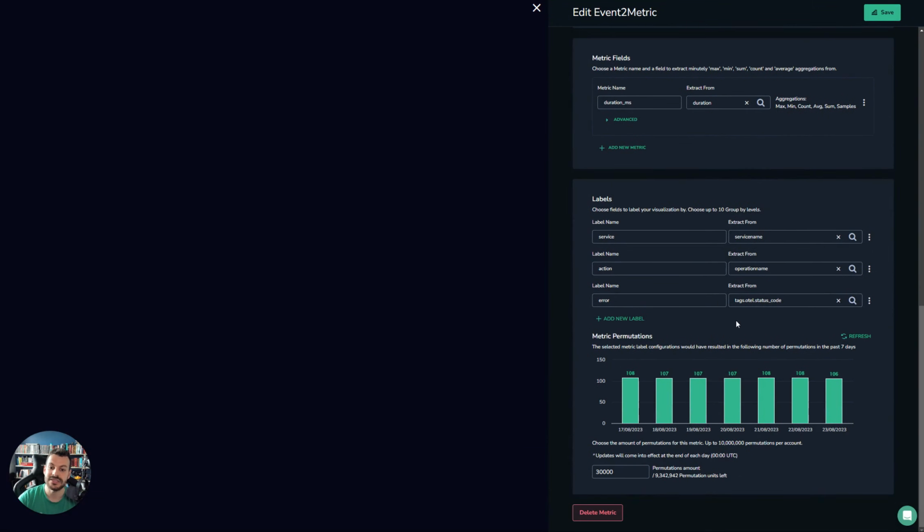Now when I go on to labels here, I can see some stuff. I've made 3 labels for each of my metric series: service, action, and error. Now this means that per day I'm generating roughly 10^6 different permutations per day. Now, what does this mean? This means that there are 10^6 different combinations of the unique values of service, action, and error.